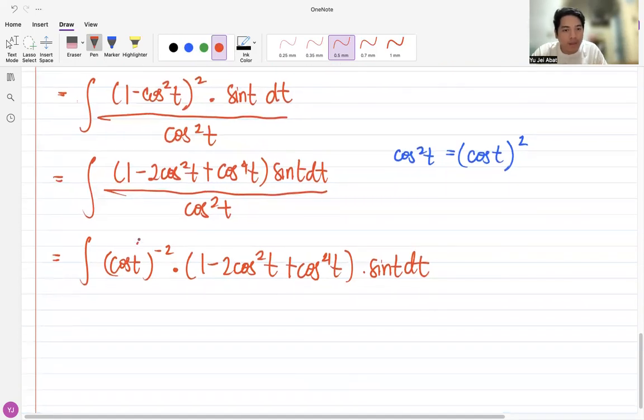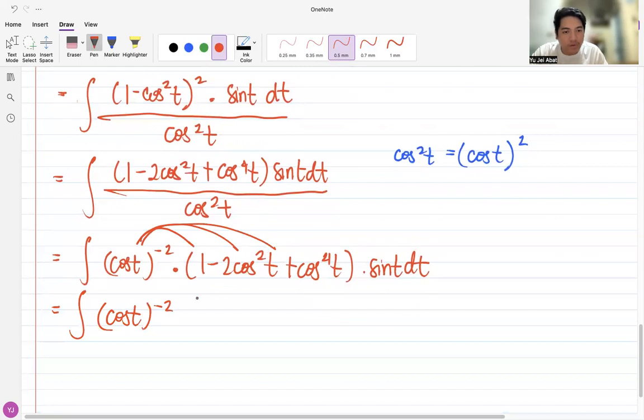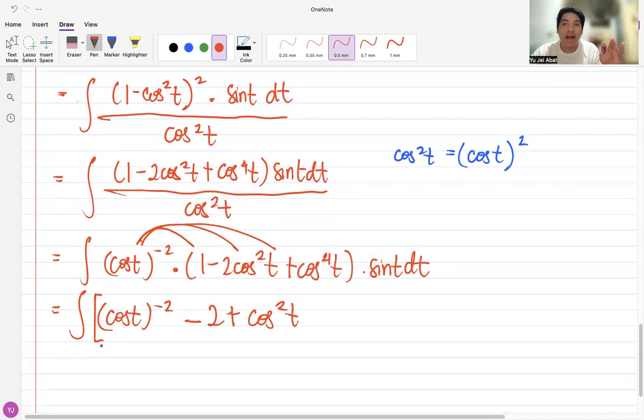And if I'm going to multiply it, distribute it, okay? So this will become cosine of t raised to negative 2, then minus 2, because cosine of t raised to negative 2 times cosine squared of t will cancel, just like when we divided. And then plus, I have cosine squared of t, because cosine raised to 4 of t times cosine raised to negative 2 of t, the exponents will add, 4 plus negative 2. That becomes cosine squared. And then I have sine of t dt here.